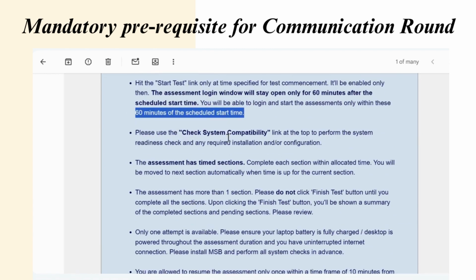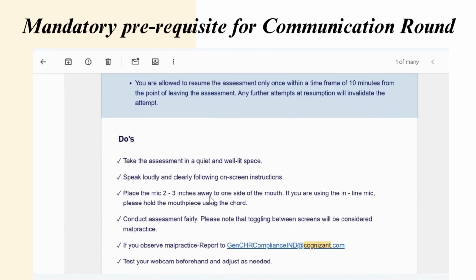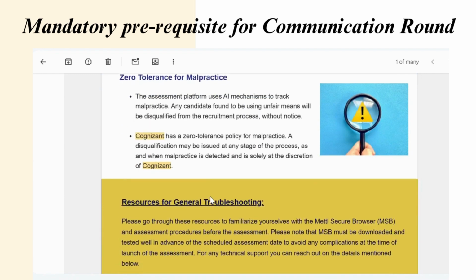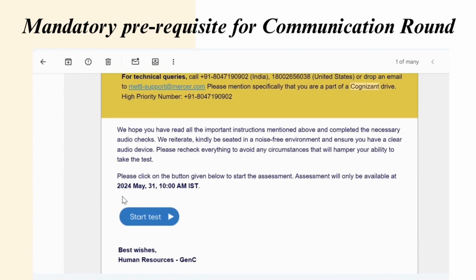The exam link will be available only when your exam is scheduled. Once the link is open, you will have 60 minutes to complete the entire communication assessment. So manage your time well. Do's and don'ts during the exam are also provided in the email. It's really important to read these carefully.